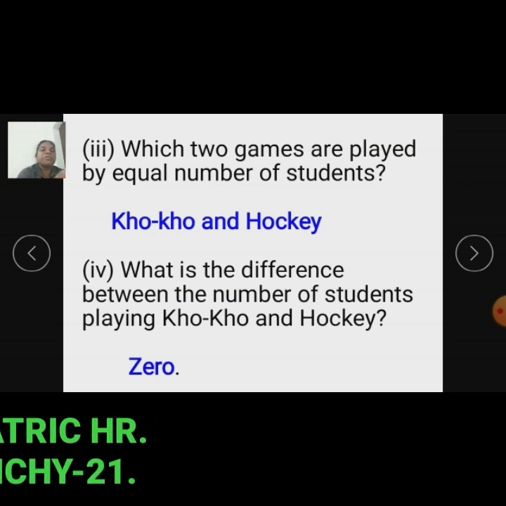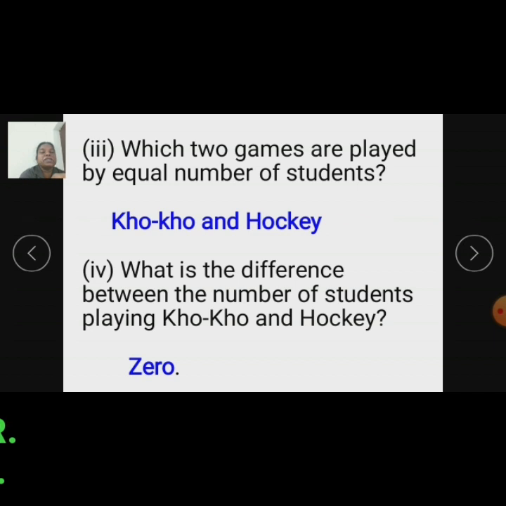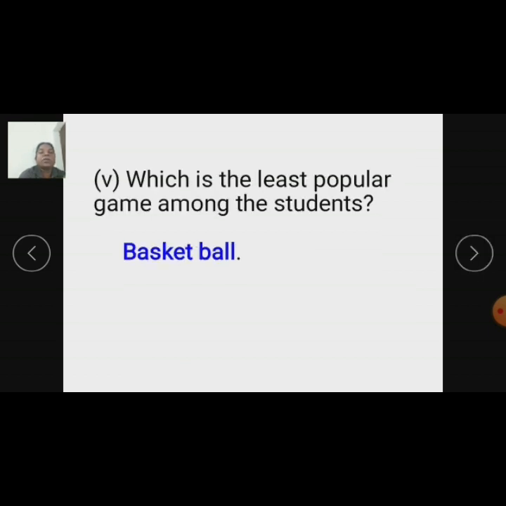What is the difference between the number of students playing Kho-Kho and hockey? There are 90 students playing Kho-Kho and hockey. There is no difference. That is 0 difference between the number of students playing Kho-Kho and hockey. Subdivision 5. Which is the least popular game among the students? Basketball. Only 30 students playing basketball.